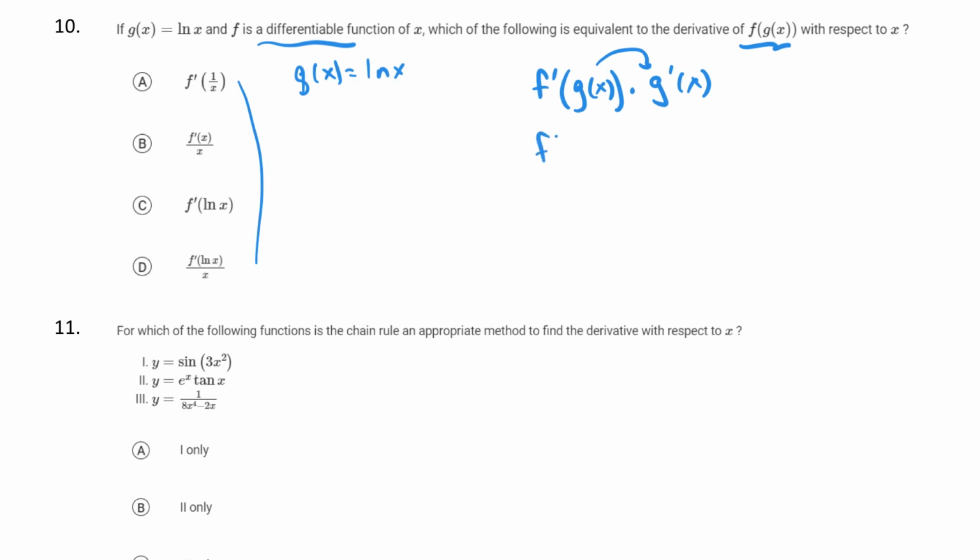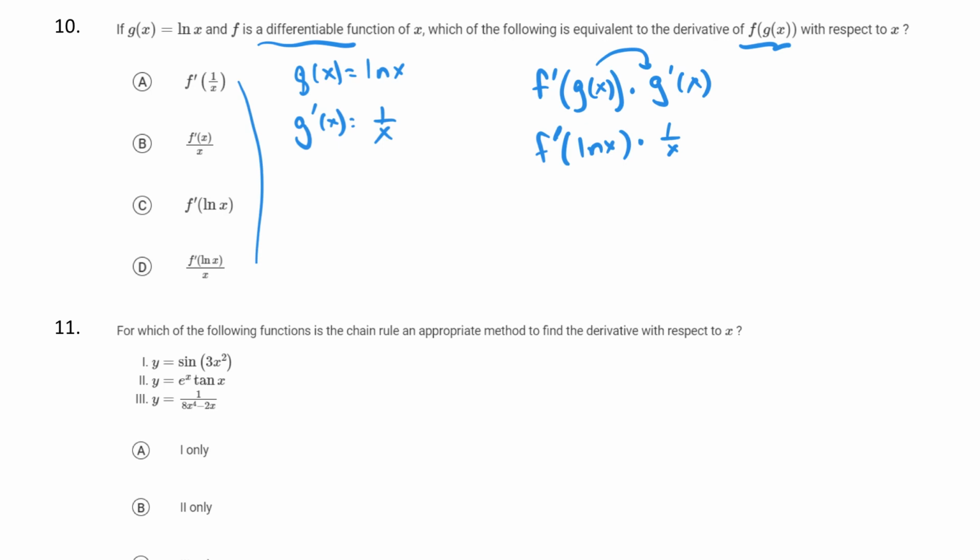Well, f prime, and I know that g of x is ln x, right there, times g prime of x. Well, let's find g prime of x here real quick on the side. That's 1 over x, taking the derivative of natural log. So this will give me 1 over x. So there we go. I can't break this down any further.